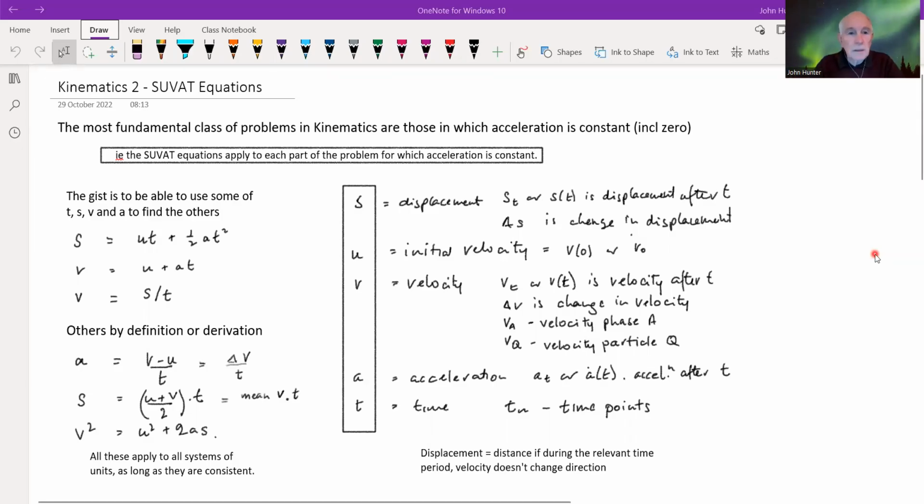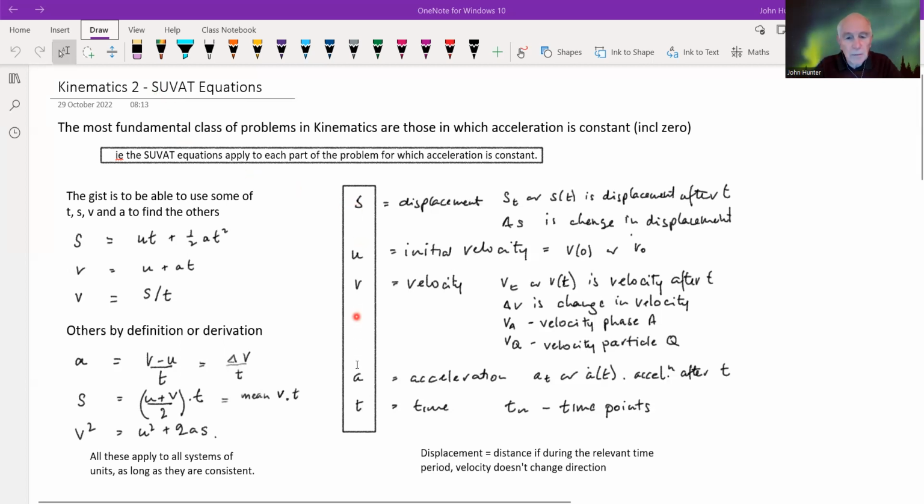Right, this is the second video in the kinematics section. This one's on SUVAT equations. This is basically the baseline, most fundamental class of problems in kinematics that deals with constant acceleration, and that includes zero acceleration. They're called SUVAT because they're named after the letters that we use in the equations.